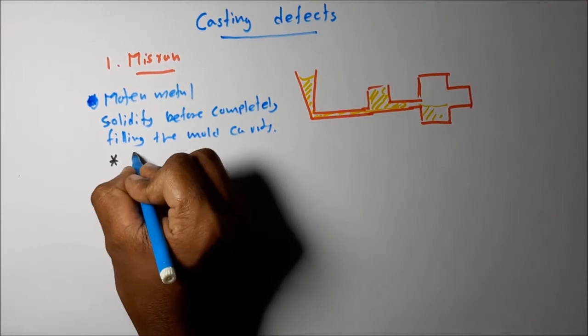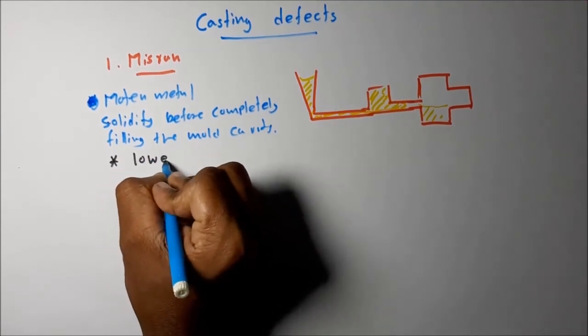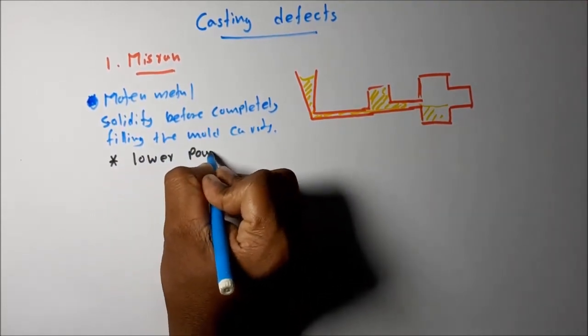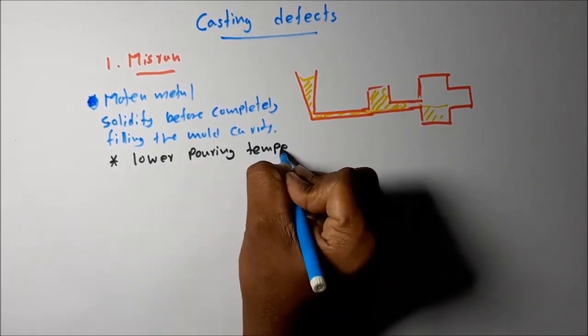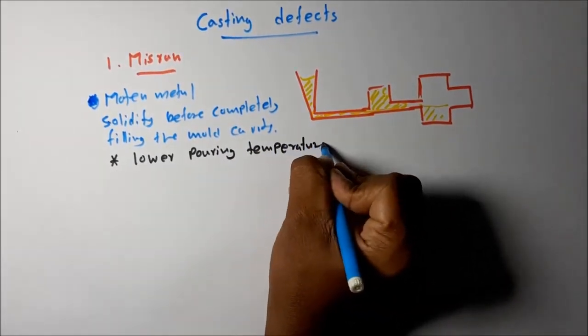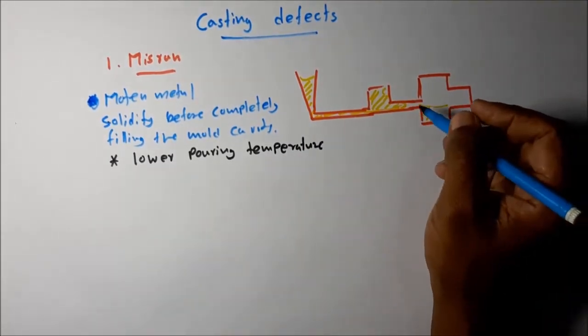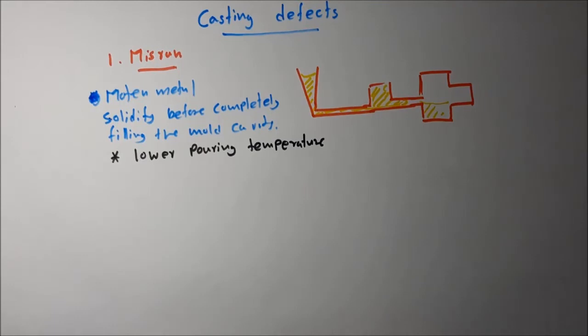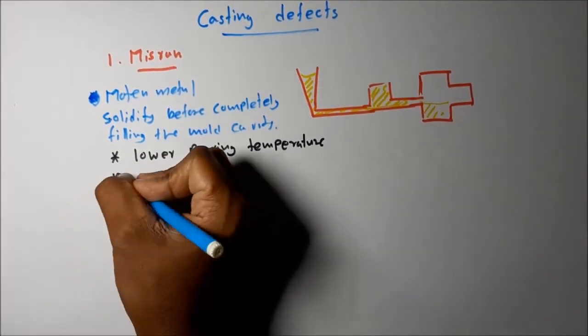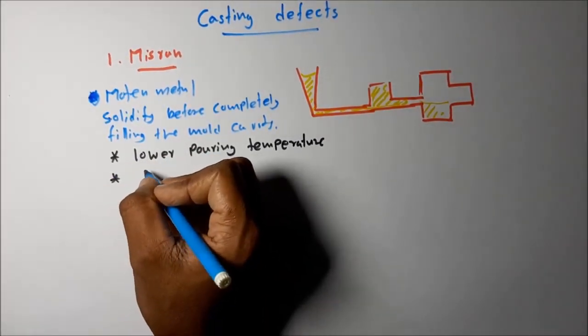There are two reasons for this one. Lower pouring temperature causes the molten metal to solidify immediately when pouring. The other reason is that the cross-sectional area of the runner is too thin.